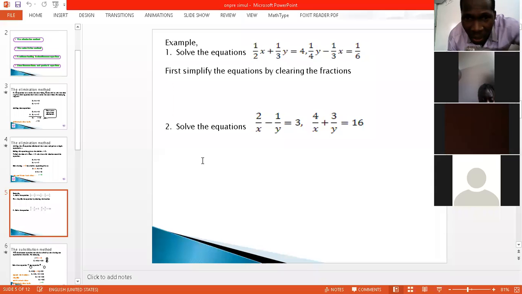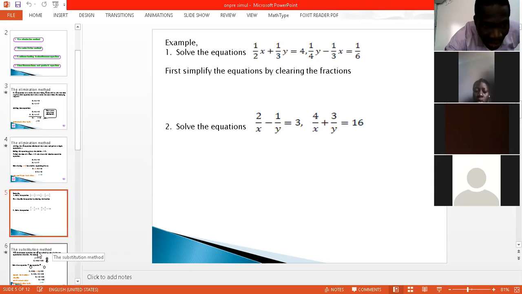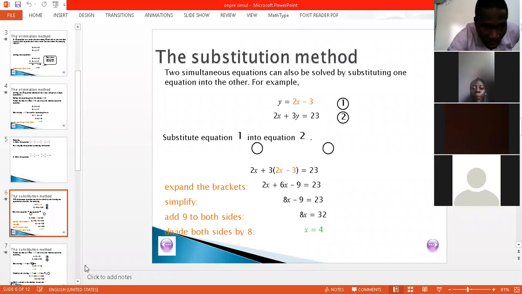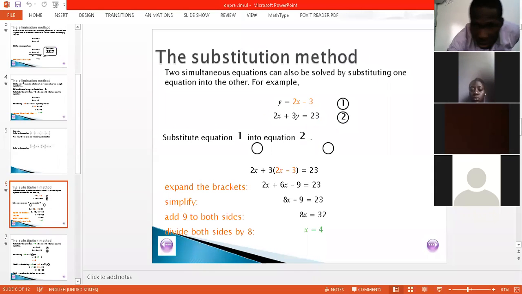So in both equations, you realize that you have 1 over x and 1 over y. So you can make a term for 1 over x and another term for 1 over y. You can say, let 1 over x be a and let 1 over y be b. When you do that, you have linearized it, and from there you find the solution using the elimination method. Now today we'll consider the substitution method.